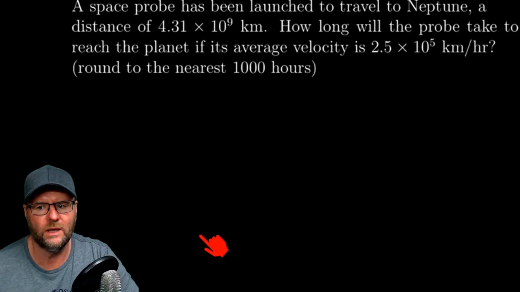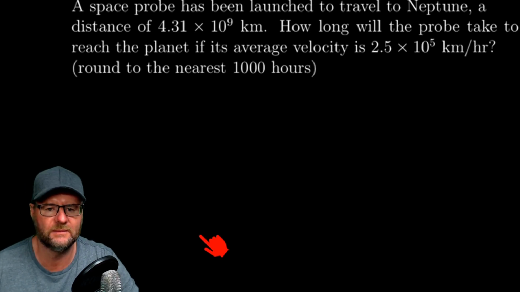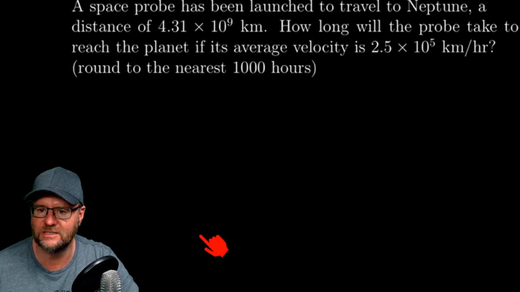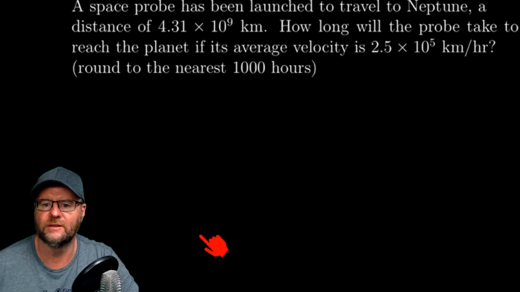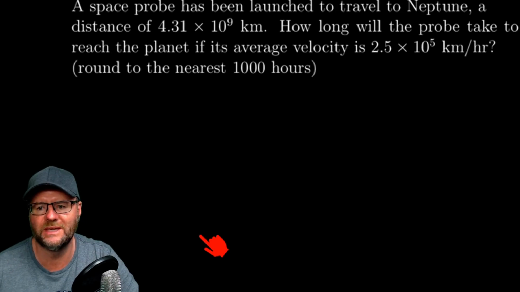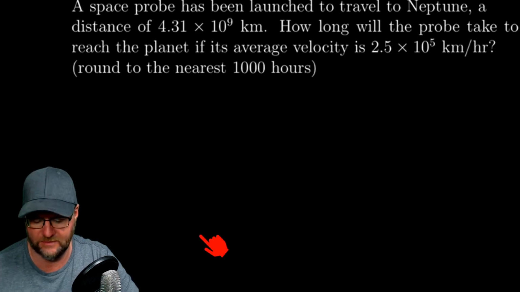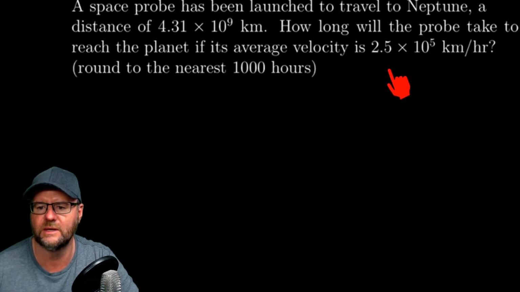All right, let's apply this to a question. A space probe has been launched to travel to Neptune. There's our distance. It's in scientific notation. How long will it take, if its average velocity, or its speed, is that number in scientific notation, this one up here? Let's see if we can get that. Okay, I'm going to round it off to the nearest 1,000 hours.